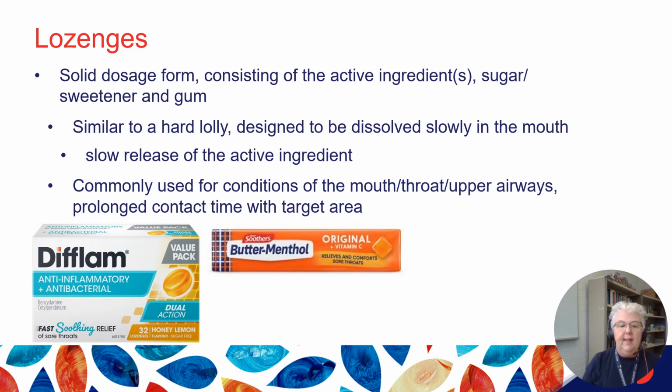So lozenges are solid dosage forms, and they consist of the active ingredient, sugar, sweetener and gum. It's similar to a hard lolly, and it's dissolved in the mouth slowly. So you get slow release of the active ingredient. It sort of coats the throat, and that can stop people coughing or stop that irritation. So sometimes they do have active ingredients in them, like Difflam. This is my favourite thing, Difflam, for when I've been talking all day.